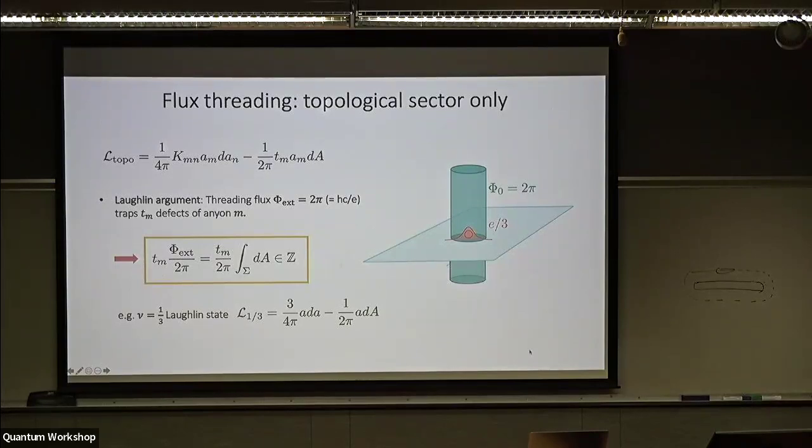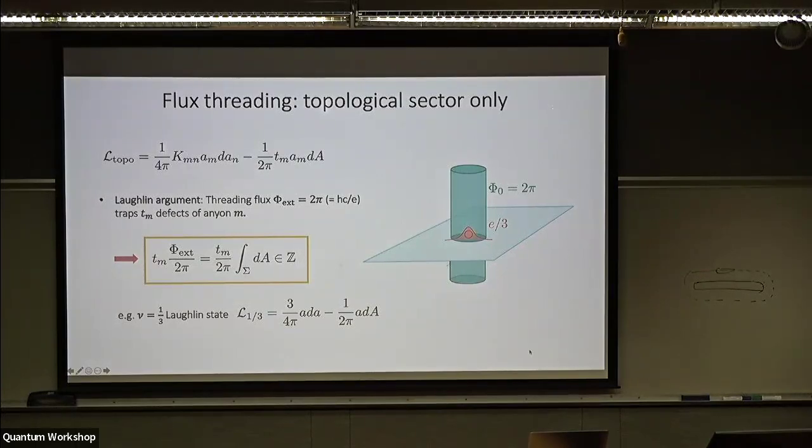Topological sector now. So here we can just go back to that Laughlin argument. So we know that when we thread a flux of 2 pi through the system, what that's going to do is essentially trap T_m defects of anyon M. So for the Laughlin state, we know that we slowly do this adiabatic flux threading through the center of the sample. From infinity, a charge e over 3 comes in to the center, so that it's now localized on top of that vortex.